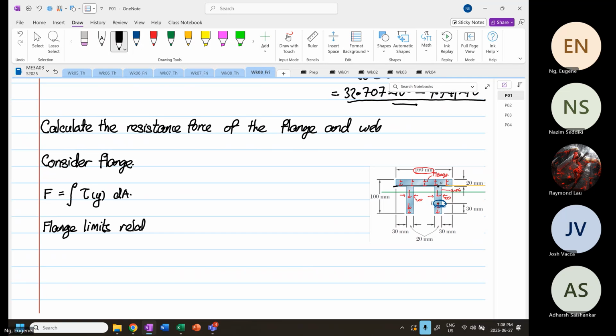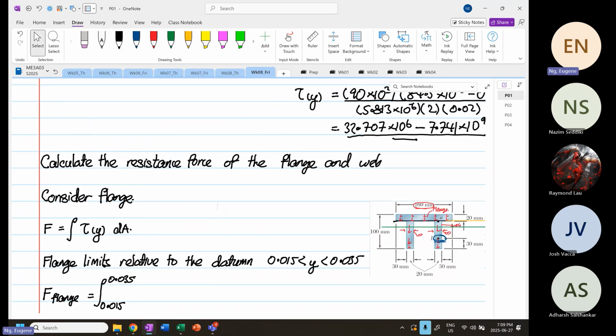relative to the datum is 0.015 y, and it goes up to 0.035. Okay. So we know our limits. So the resistance force of the flange will be equal to the integral with limits of 0.015, the bottom limit, and the upper limit.